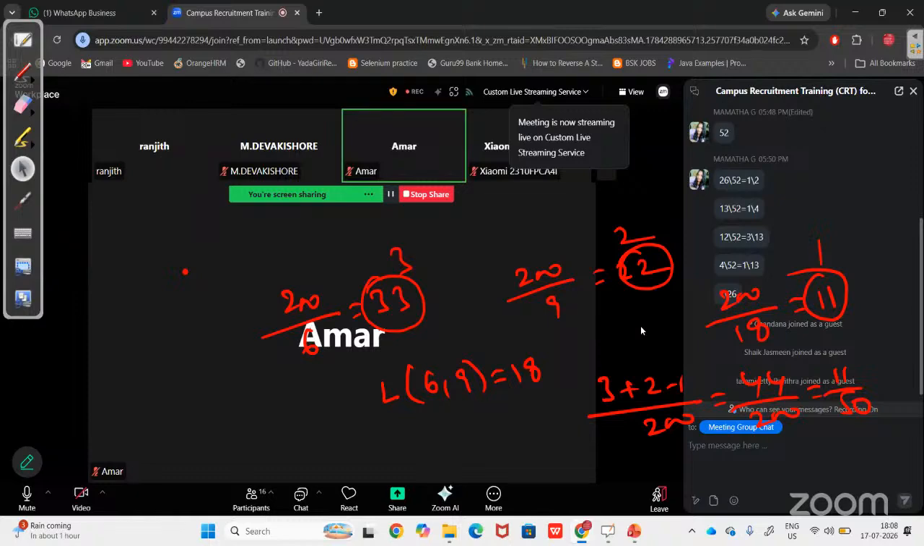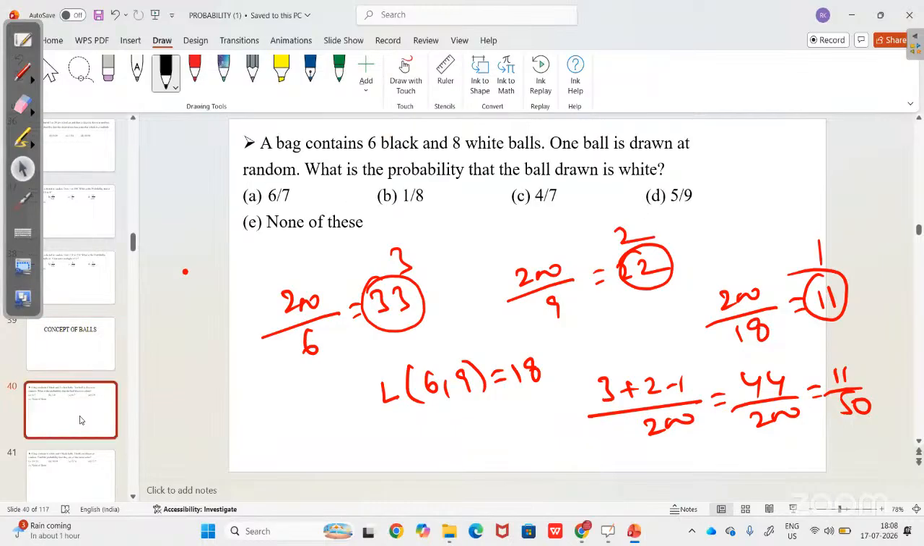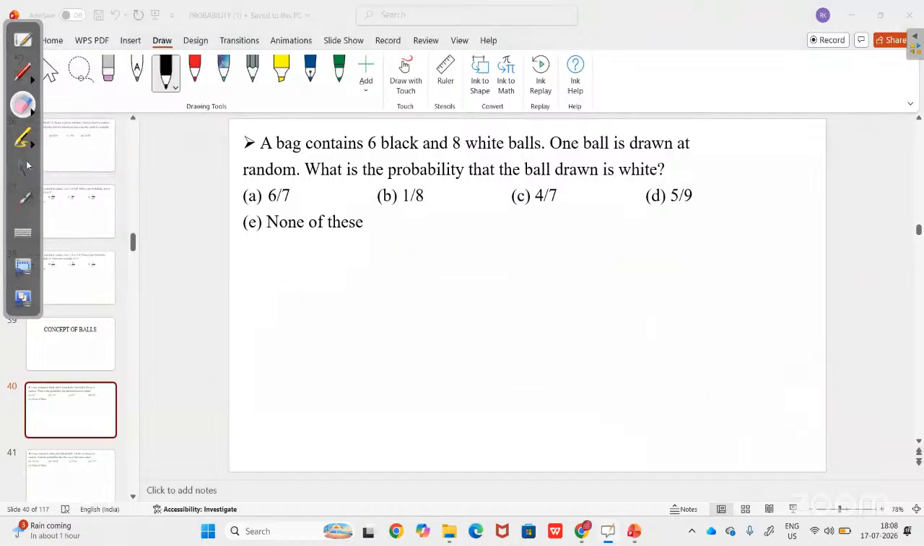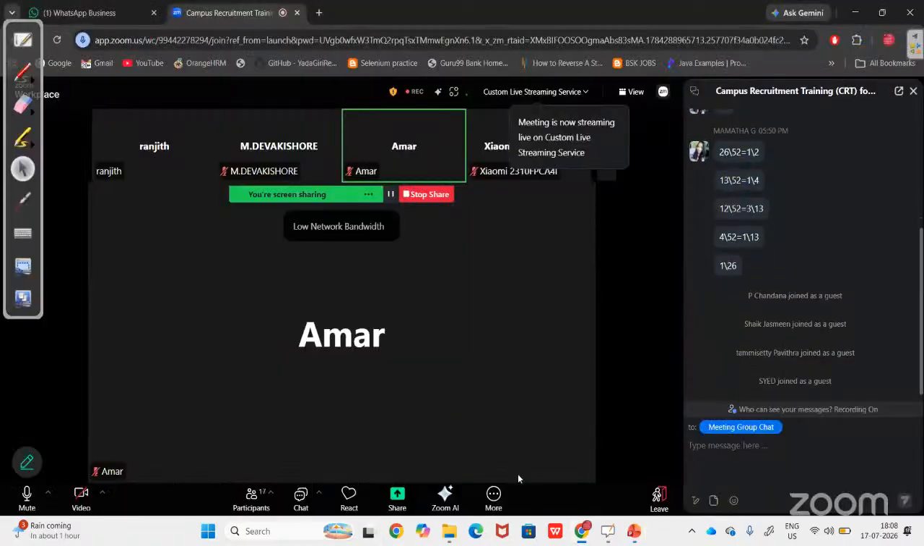Next. So the balls concept. A bag contains six black and eight white balls. One ball is drawn at random. What is the probability that the ball drawn is white? What is the probability that the drawn ball is a white ball? Anyone, can you please tell me the answer?